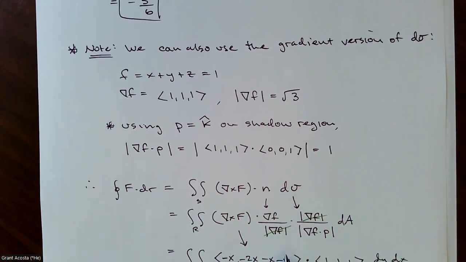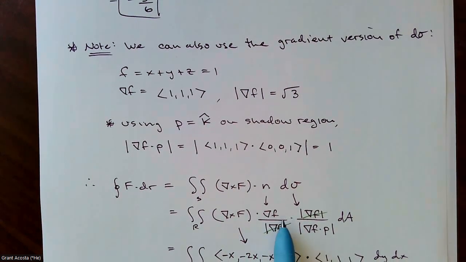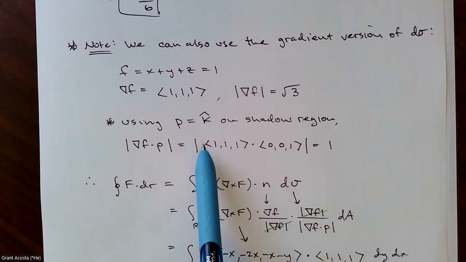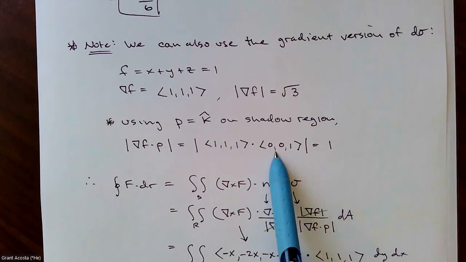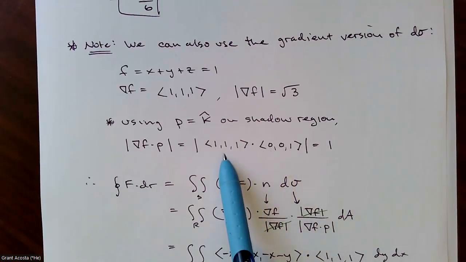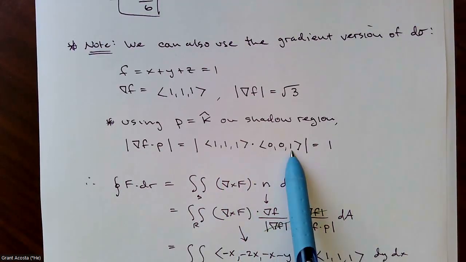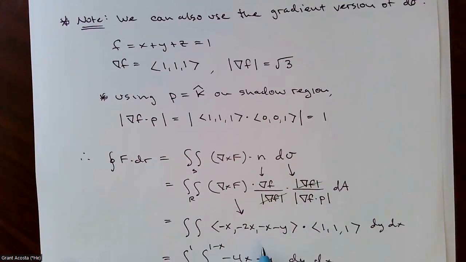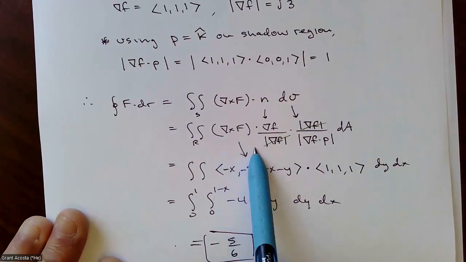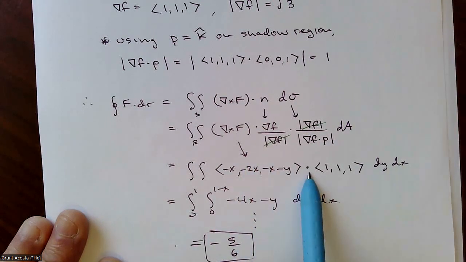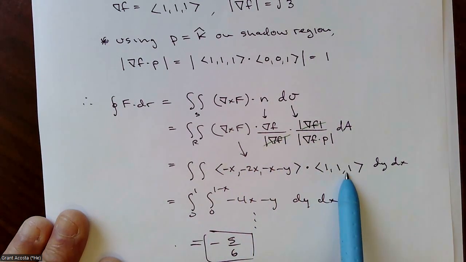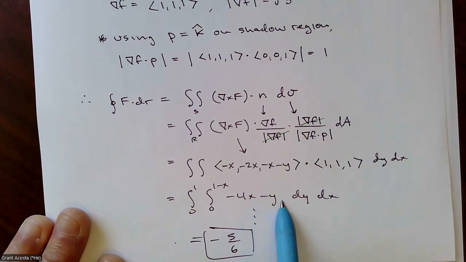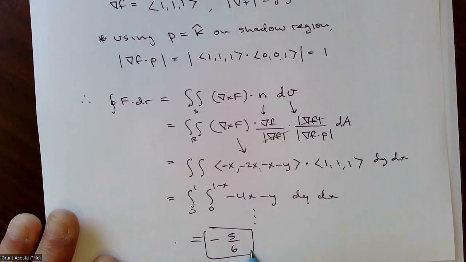And remember what happens, you would then have to divide by the gradient dotted with p, but in the xy plane, p would just be k hat. So if you dot the gradient with p, you're just going to get 1. So the denominator becomes 1. So it really just boils down to the curl of f, which we already worked out, dotted with the gradient of f, integrating that over the area, and that gives me the exact same integral we just did, which is negative 5/6.